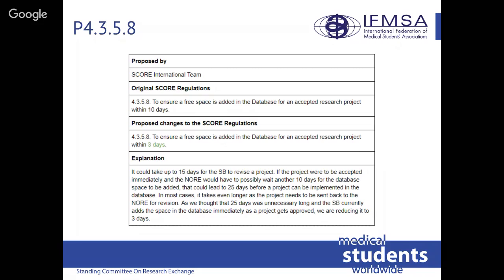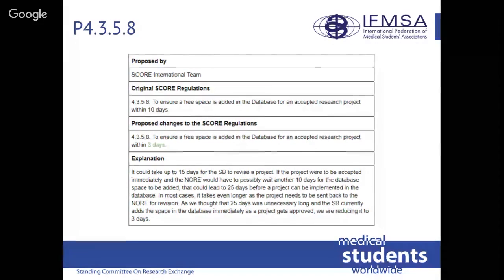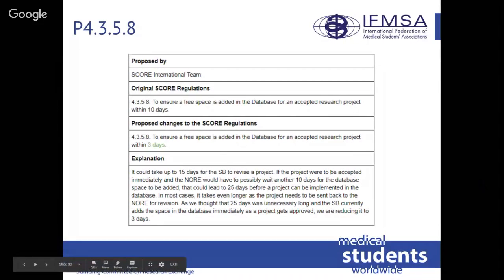It could take up to 15 days for the supervising board to revise a project. If the project were to be accepted immediately, which honestly doesn't happen that often on the first try, and the NORI would possibly have to wait another 10 days for the database space to be added, that could lead to 25 days before a project can be implemented in that database. In most cases, it takes even longer as the project needs to be sent back to the NORI for revision. We thought that 25 days is unnecessarily long, and currently the SP already adds the space in the database immediately as a project gets approved. And thus we are reducing it to 3 days, so there is still a little bit of space for the supervising board to do it, but at the moment it gets done really quickly.